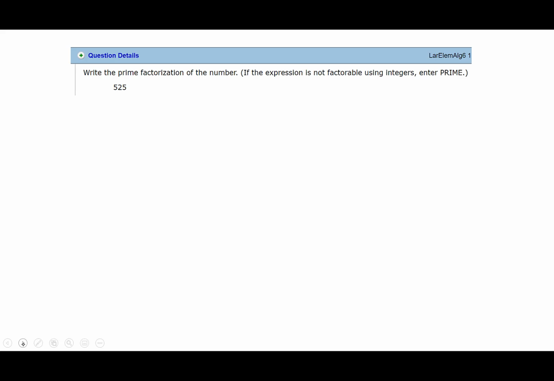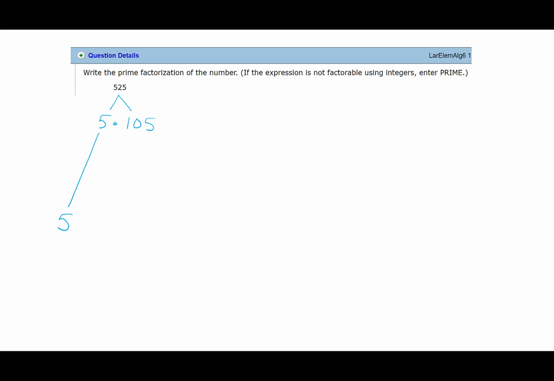We're going to take the number, in this example 525, and rewrite it as a multiplication problem, but only using prime numbers. The easiest way to do this is to make a factor tree. Starting with 525, we think of a multiplication problem that equals 525. I know that 5 times 105 is 525. 5 is a prime number, 105 is not. So I'm going to bring the 5 down with a diagonal line to the bottom.